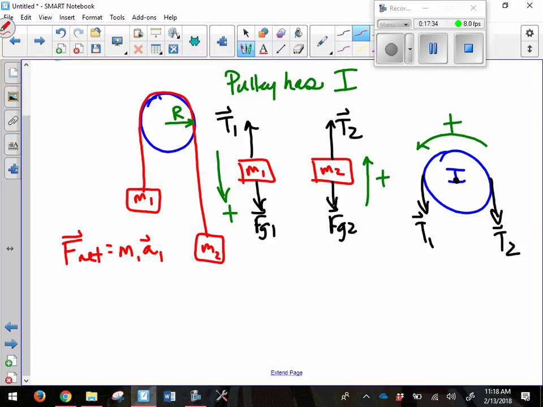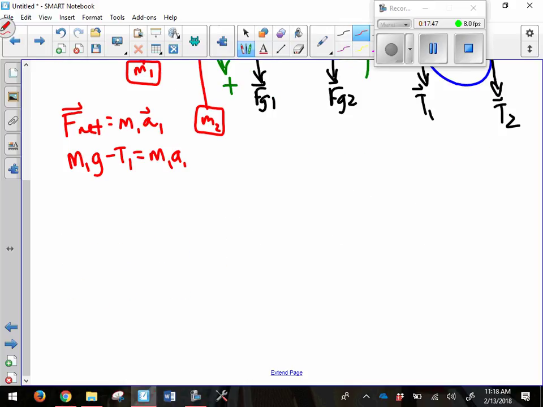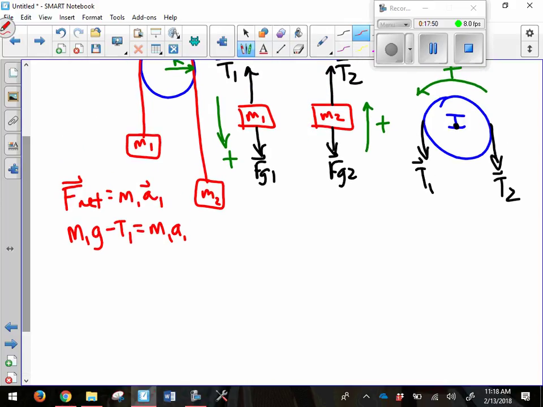I'm going to call it A1. So for F net, I'm going to have M1G minus T1 is going to be M1A1. Okay, you know how to use a free body diagram now. You know how to use F net equals MA, so I'm going to be cutting corners here. If I do F net equals M2A2, then that's going to give me T2 minus M2G is going to be M2A2.